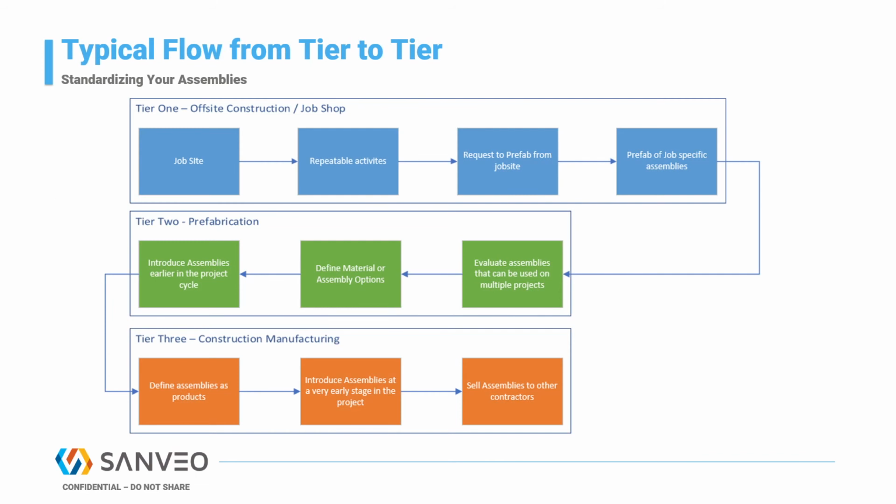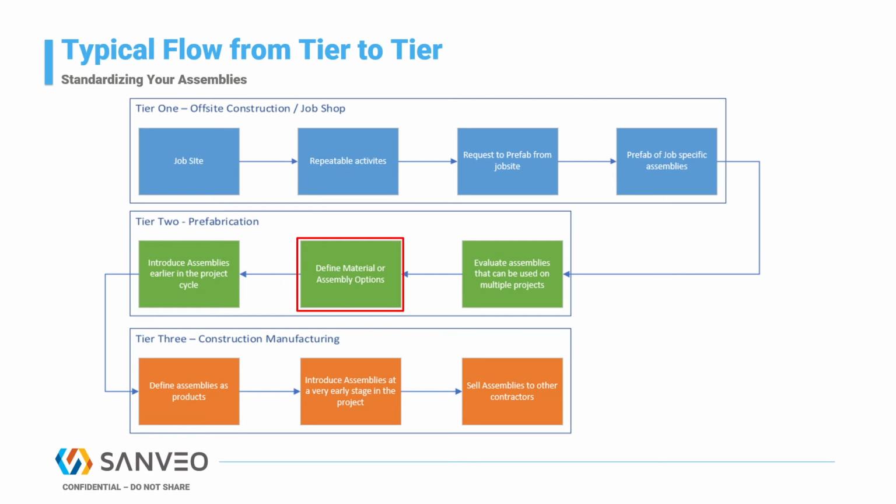If we look at the typical flow from tier to tier, we will see how each tier builds on the previous tier. Tier 1 starts on the job site. The field looks for repeatable activities that can be prefabbed off-site, so the request comes from the job site. The assemblies are job-specific assemblies. As the process is evaluated, contractors can begin to determine which assemblies could be used on multiple projects.